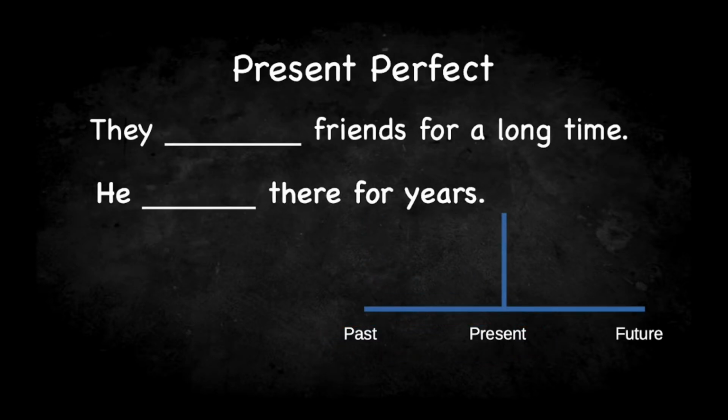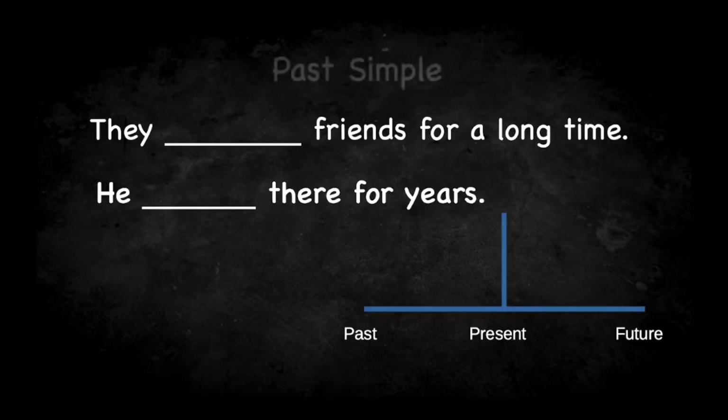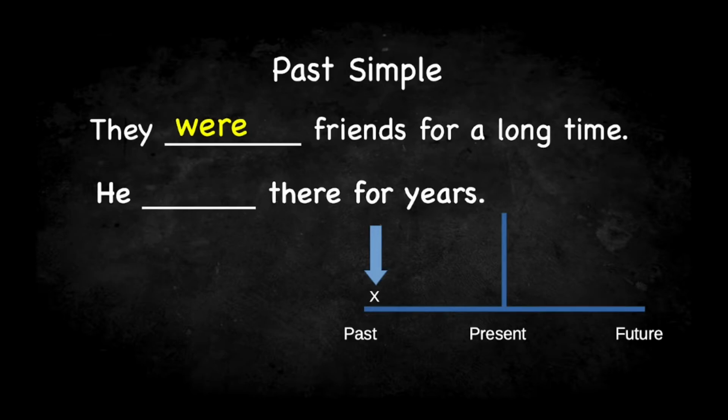If we change the verb tense in these two sentences to the past simple tense, their meanings become very different. They were friends for a long time. Now, this sentence tells us that they began their friendship sometime in the past, and that their friendship lasted for quite some time, but that friendship eventually ended in the past as well.